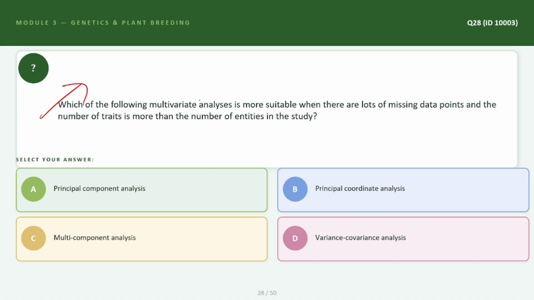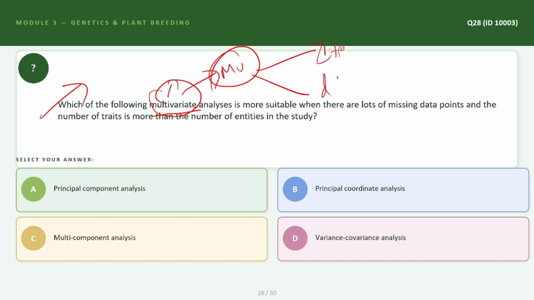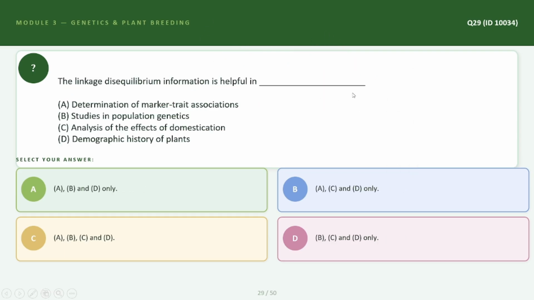Then, which of the following is a multivariate analysis? See, multivariate means it can analyze multiple variables at a time. There are two types, interdependent and dependent multivariate analysis, which you can read from the Venkat Reddy book. It's clearly explained what those two classifications are.